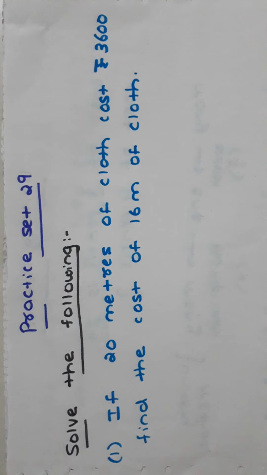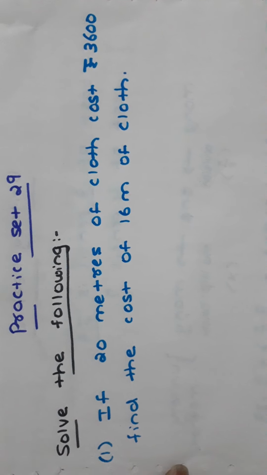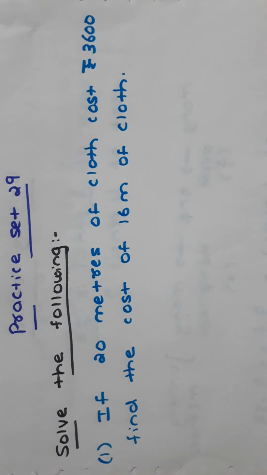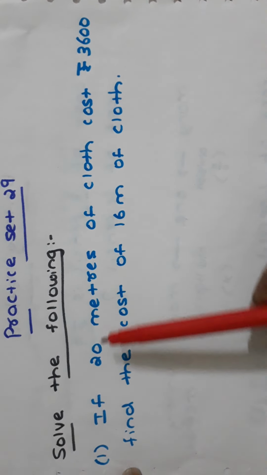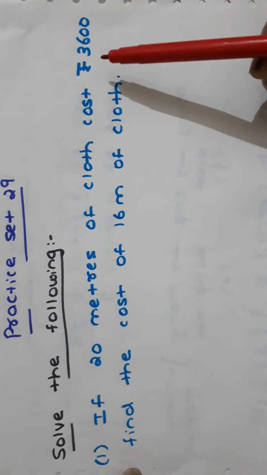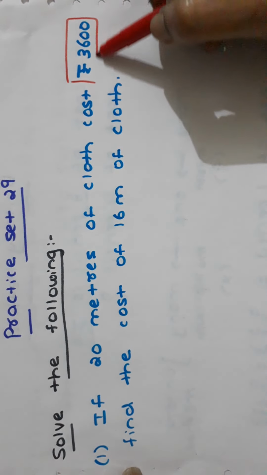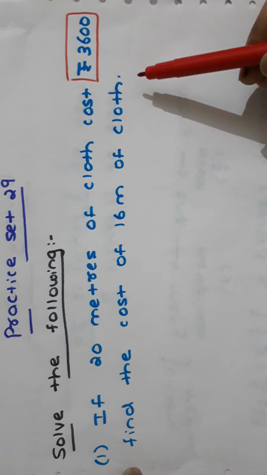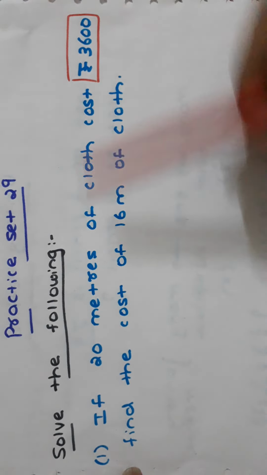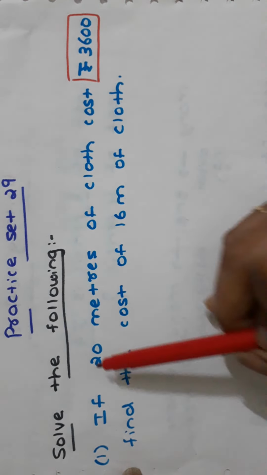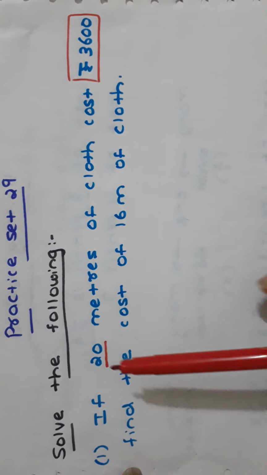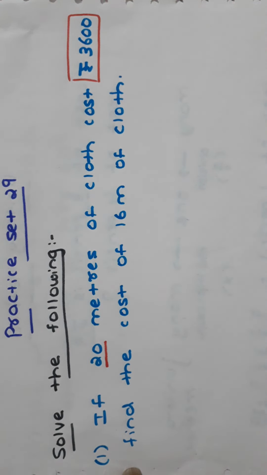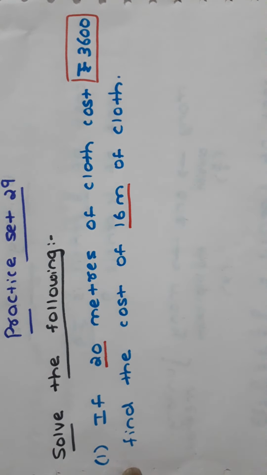Practice set 29. Solve the following. Here for practice set 29, we will be using the unitary method. Question number 1. If 20 meters of cloth cost rupees 3600, find the cost of 16 meters of cloth. The cost of 20 meters of cloth is given, and with the help of it we have to find the cost of 16 meters of cloth.